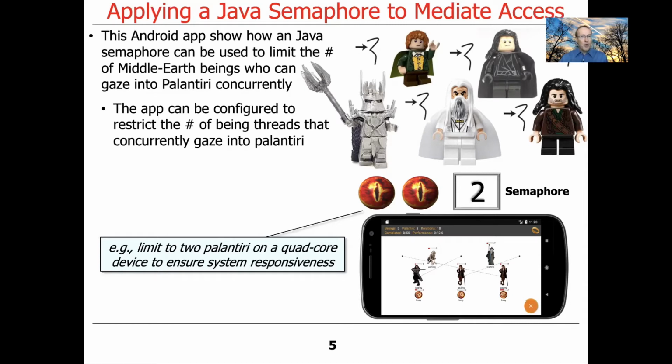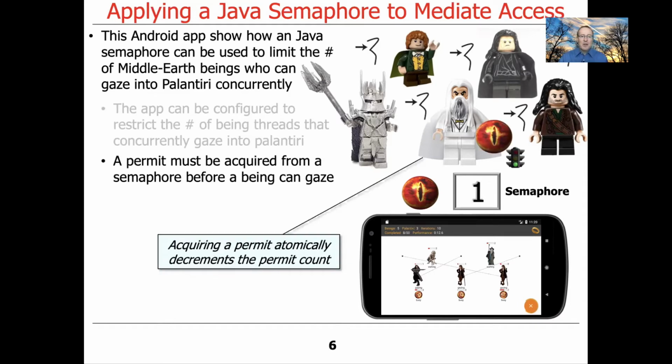Now, why might you want to restrict the number of things that can access these shared resources? Well, one reason is to try to avoid using all the cores on your machine. If you had a quad core machine, but you didn't want 4 beings all gazing at the same time because you wanted other cores available to do other things, you could simply limit the number of resources, or in this case, Palantiri, by fixing that number.